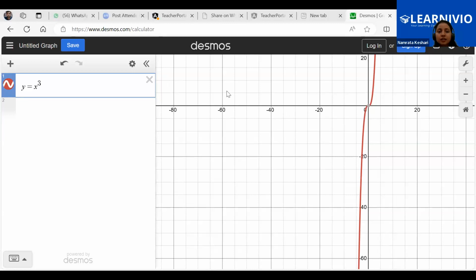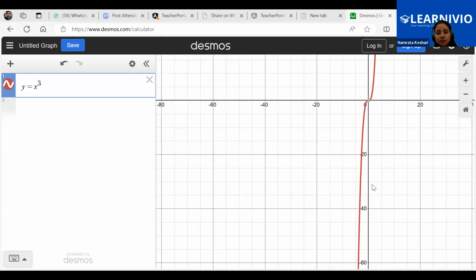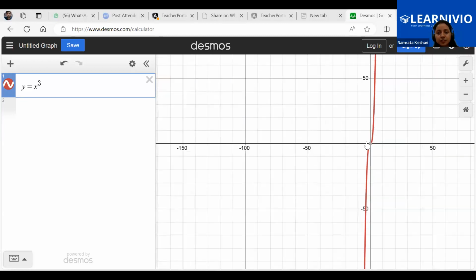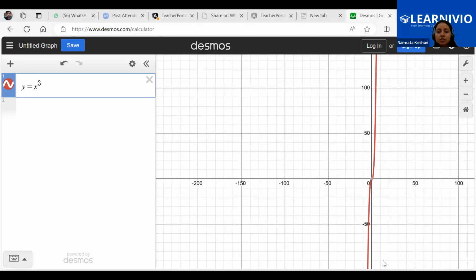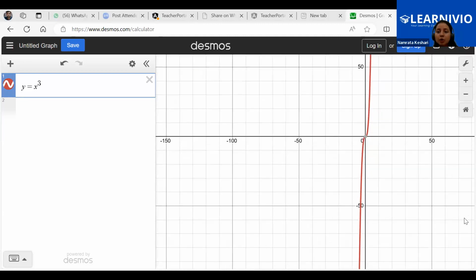Yes, Ali, the domain is all real numbers. And what about the range? It's there in the upward direction also. It's there in the downward direction also. Till how long is it going? It will just keep on going and keep on going. Okay, it is just going till... what is the range?